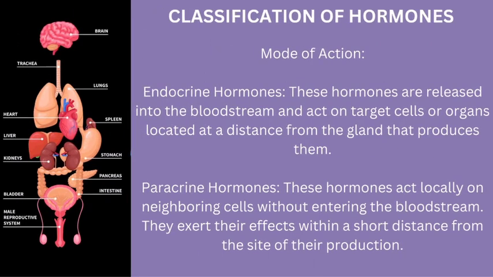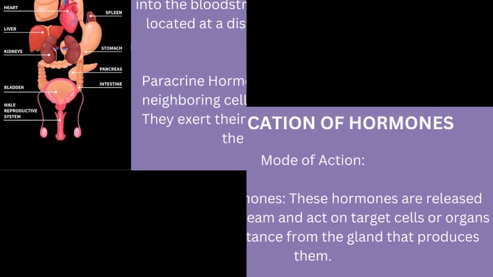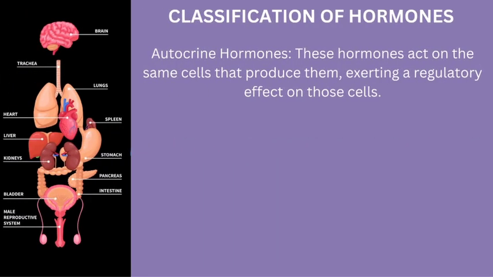According to mode of action. First, endocrine hormones. These hormones are released into the bloodstream and act on target cells or organs located at a distance from the gland that produces them. Second, paracrine hormones. These hormones act locally on neighboring cells without entering the bloodstream. They exert their effects within a short distance from the site of their production. Third, autocrine hormones. These hormones act on the same cells that produce them, exerting a regulatory effect on those cells.